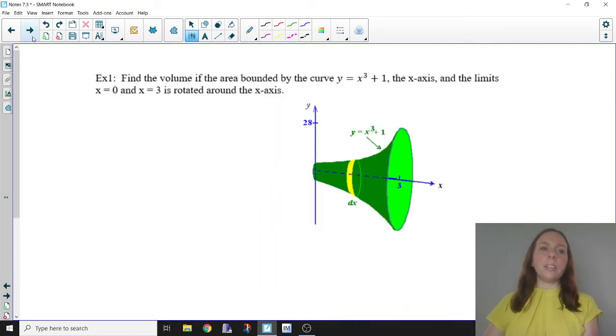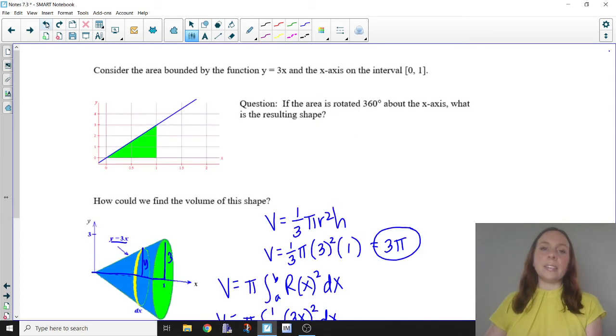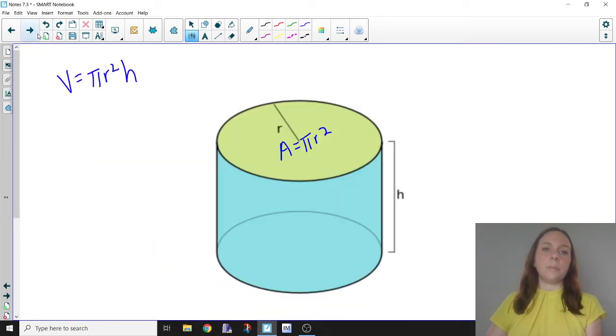Okay, so let's try a couple more where we have some other different types of functions. Example 1: find the volume if the area bounded by the curve y equals x cubed plus 1, the x-axis, and the limits x equals 0 and x equals 3 is rotated around the x-axis. I like this example because it shows you the resulting figure, which I think is nice to see.